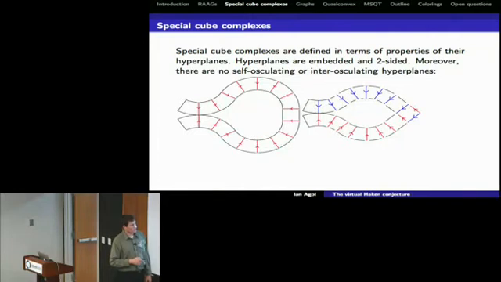Then if they cross in some square, then they can't osculate somewhere else. So this is called interosculation, because they're crossing somewhere and then they're osculating here. I haven't drawn it, but it can't happen. Yeah, you can't do both.